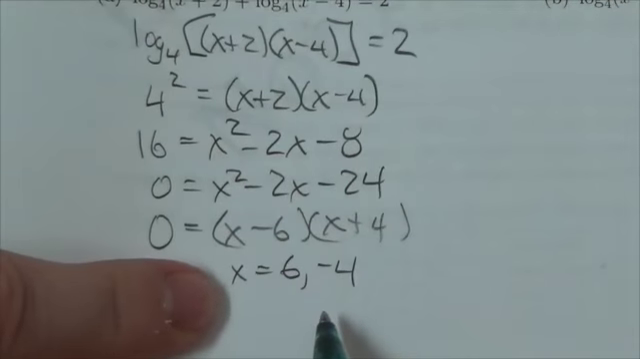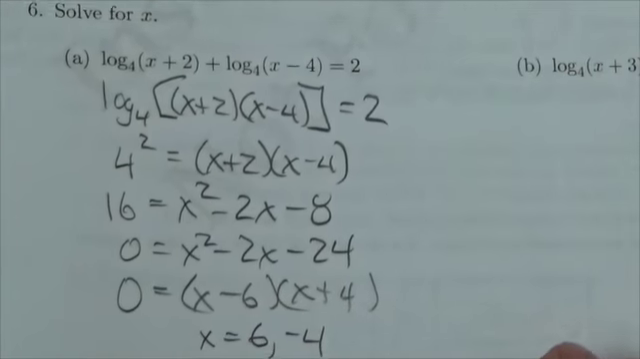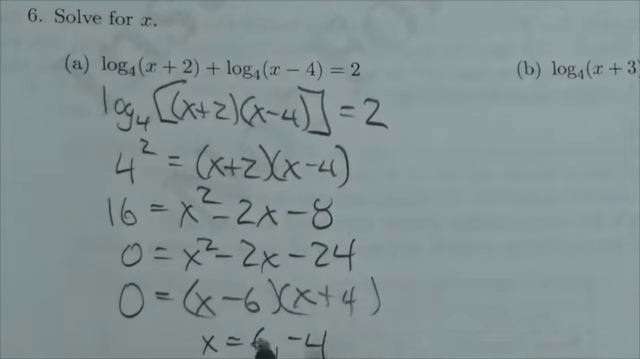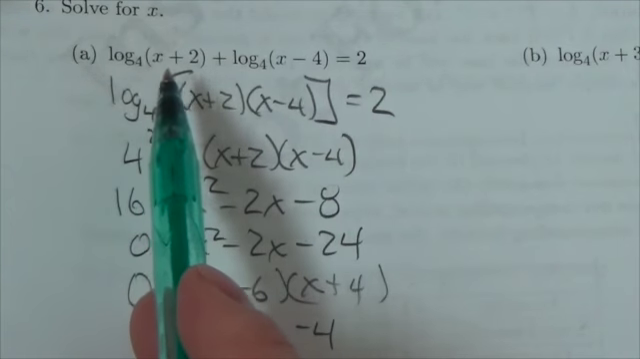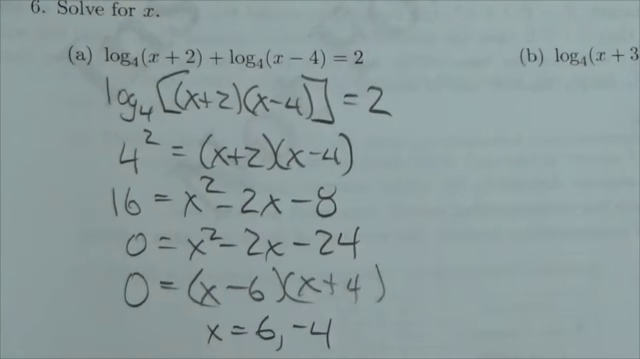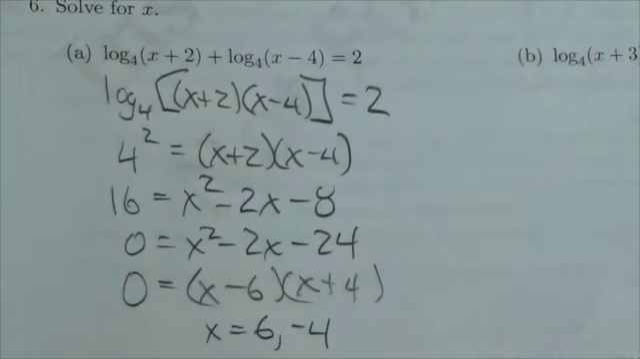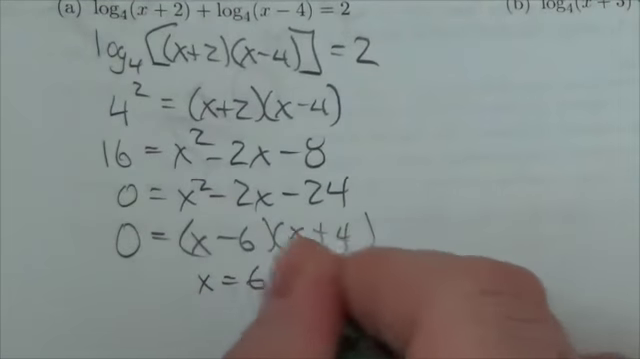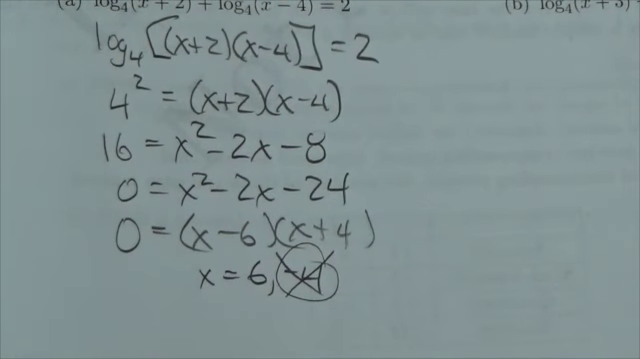Now, to check your answers, don't just immediately assume that the negative is incorrect. You've got to go back up and check here. If you plug a 6 into the original expression here, 6 plus 2 is 8. Can I take the log of 8? Yep. 6 minus 4 is 2. Can I take the log of 2? Yep. Negative 4. Negative 4 plus 2 is negative 2. Can you take the log of a negative? No. So in this case, I am ignoring the negative, but that is not always true. And so you do have to check it.